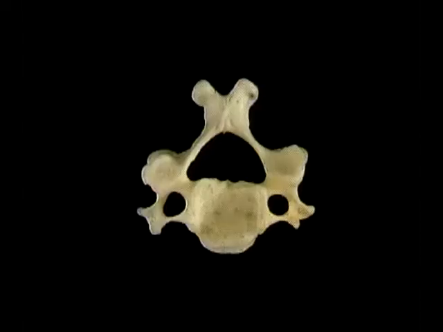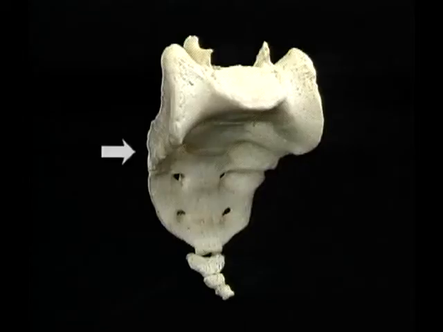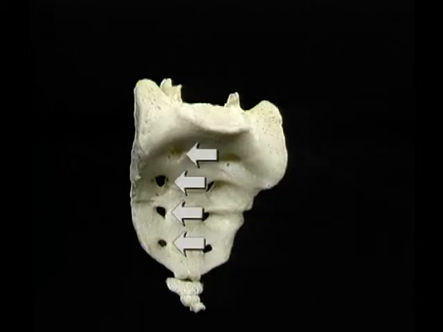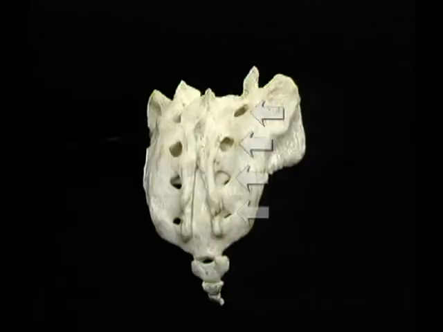In the cervical vertebra, here's the anterior tubercle, and the posterior tubercle of the transverse process, and here's the transverse foramen. Here's the sacrum, the coccyx, the pelvic sacral foramina, the dorsal sacral foramina, and the sacral hiatus.